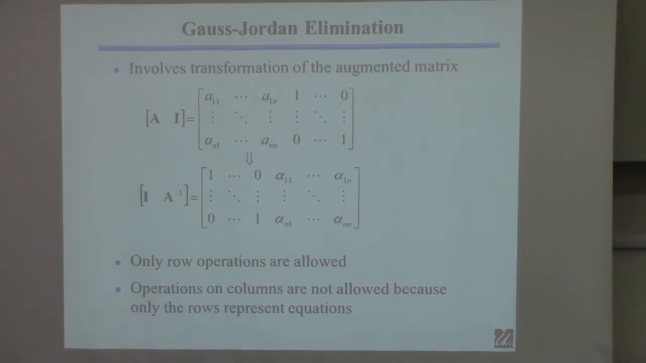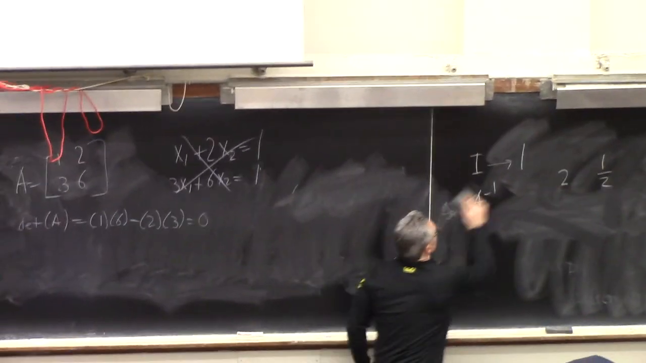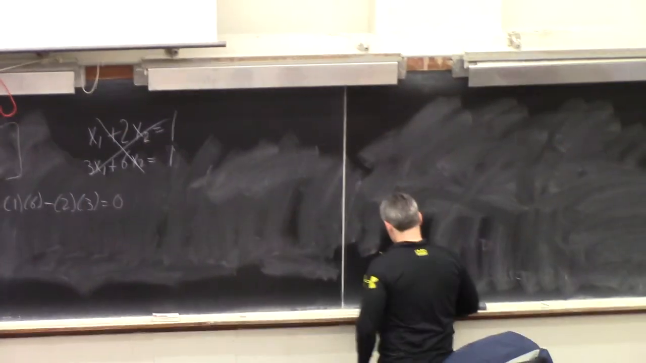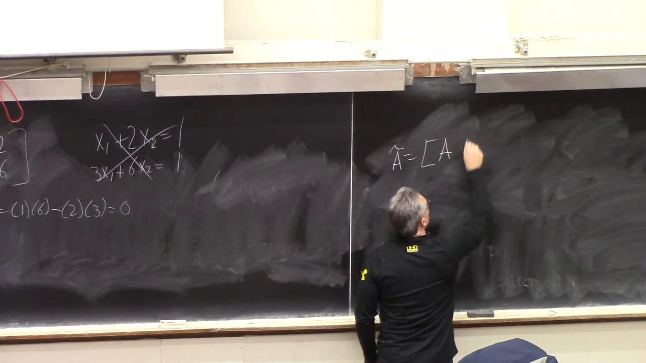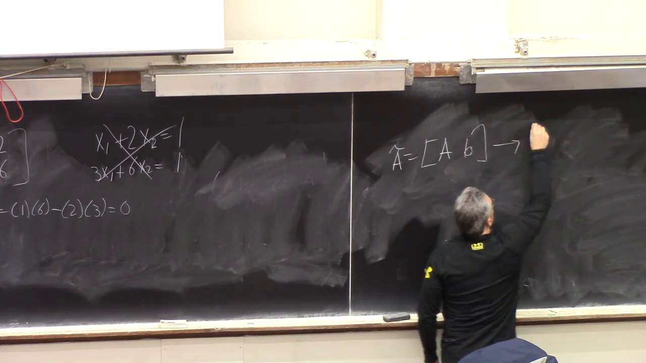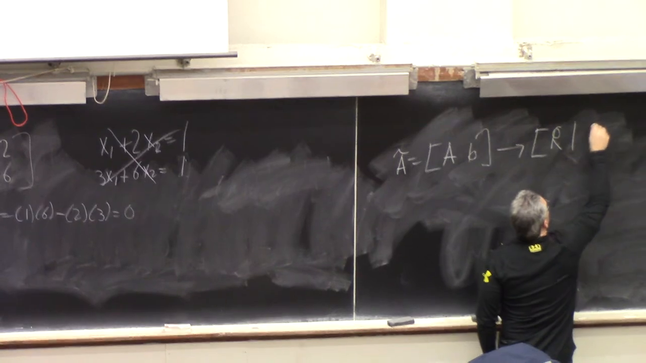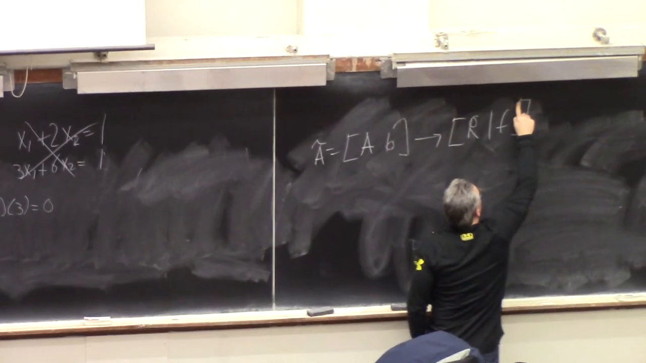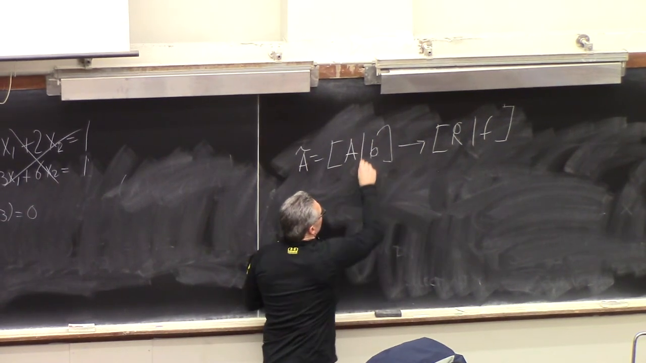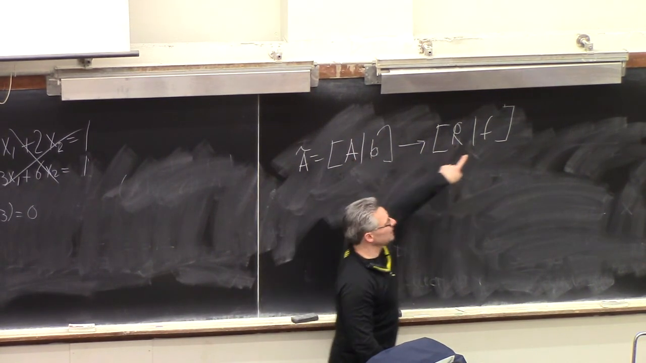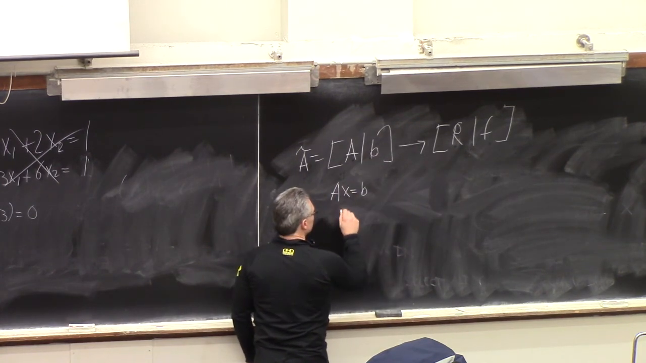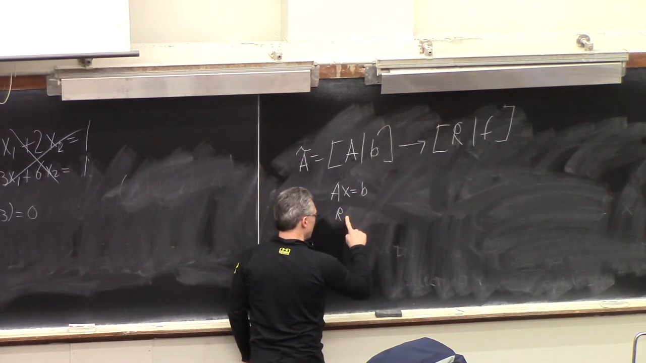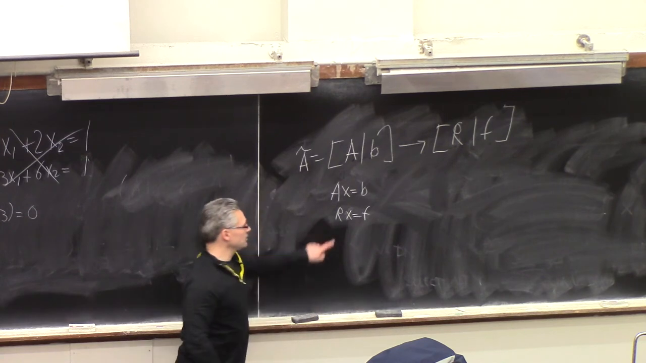Okay, so if you remember what we did with Gauss elimination, this is called Gauss-Jordan elimination. With Gauss elimination, we took this augmented matrix, right, it looked like A and B, and we transformed that into a new matrix that we called R, and then this thing ended up being F over here, right? So the matrix A became R and the vector B became F. And the idea here was we didn't really know how to solve AX equals B, but we could solve RX equal F because R was now a triangular matrix, right?